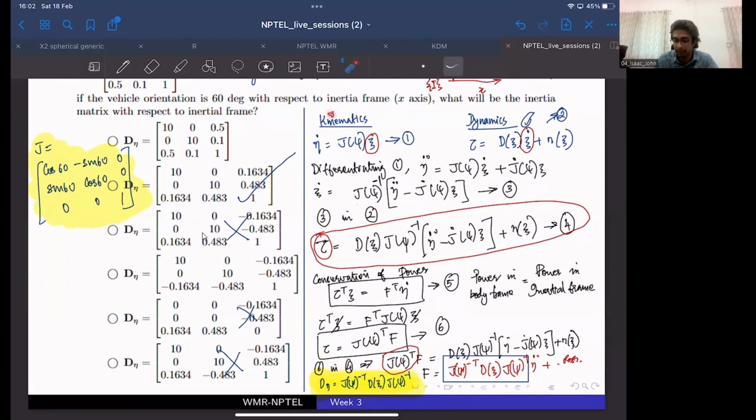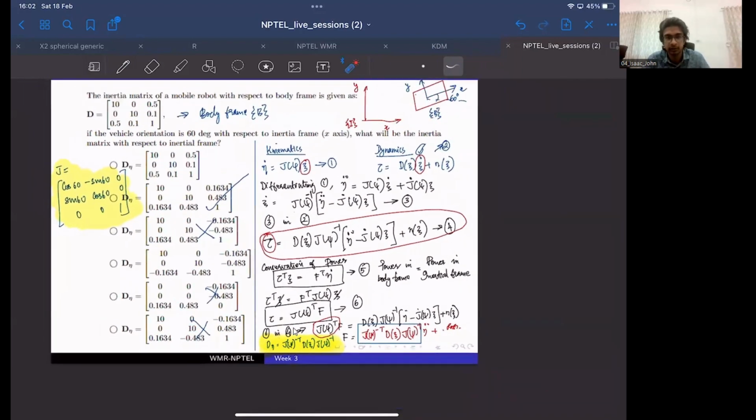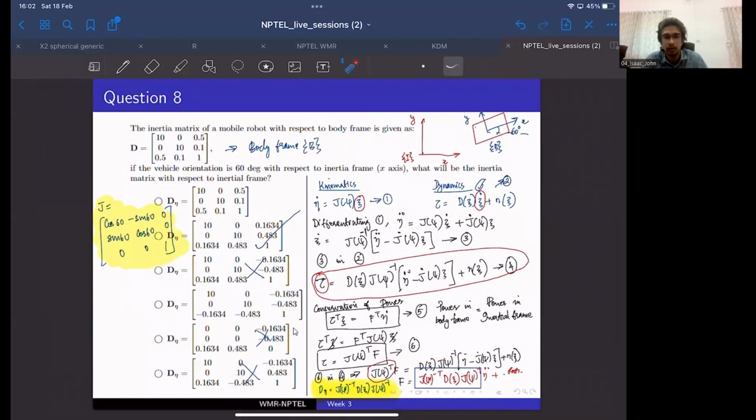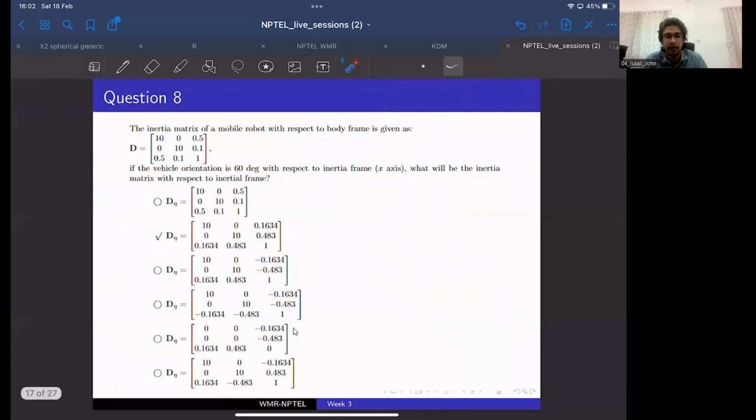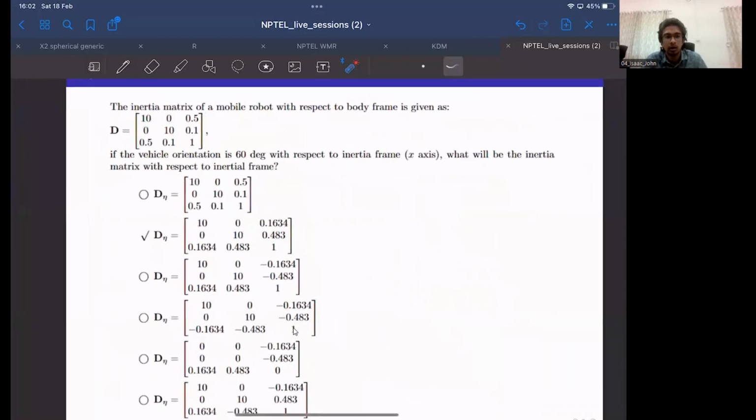So we moved from kinematics to dynamics. Then we also applied the conservation of power. So with multiple transformations across kinematics, dynamics, and conservation of power, we end up with the final expression for the inertial matrix. I hope no one has any dispute in this regard, in this question. We'll check the answer. As per the answer, the correct option is option B.